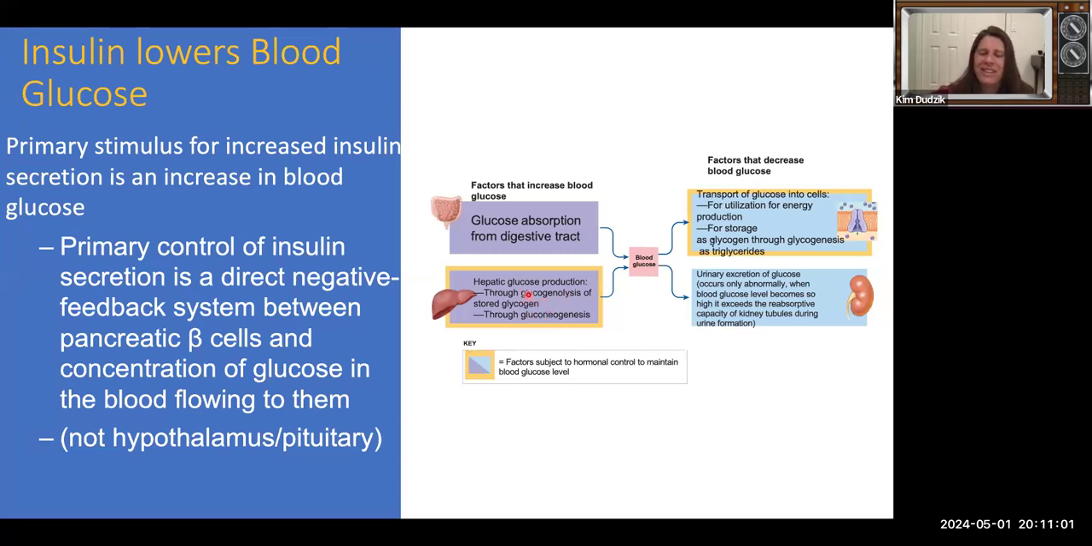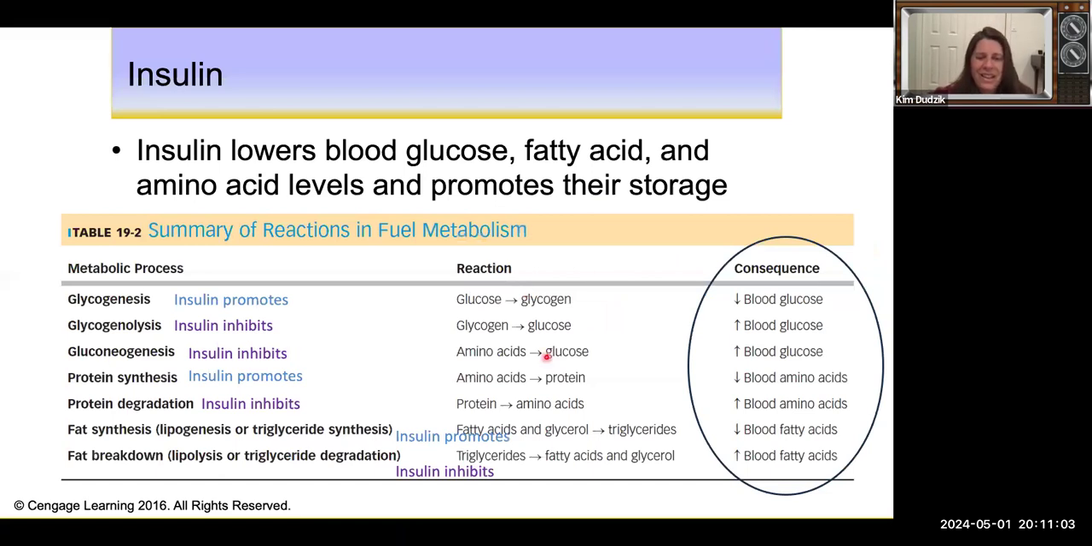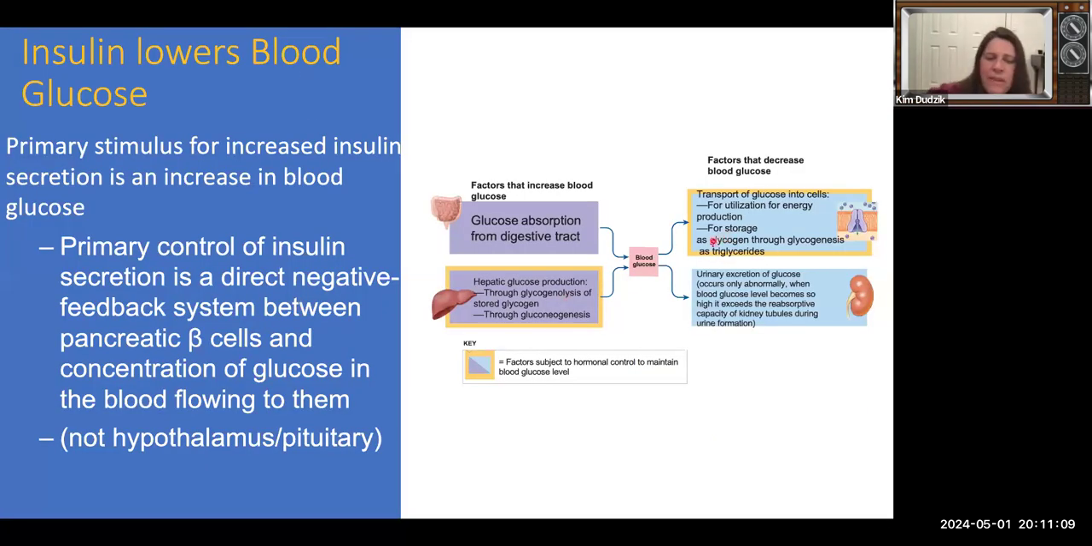Oh my goodness. There we go. To create it, glycogenesis. There we go. Stumbled on my words. My dog was poking at my hand down here.